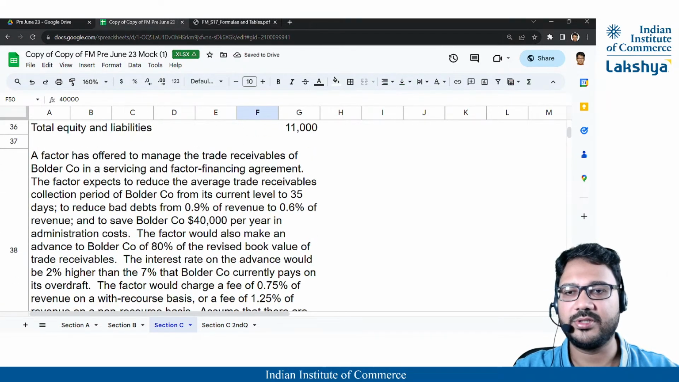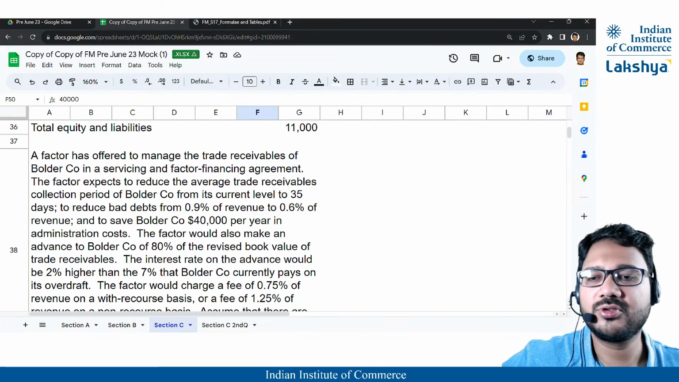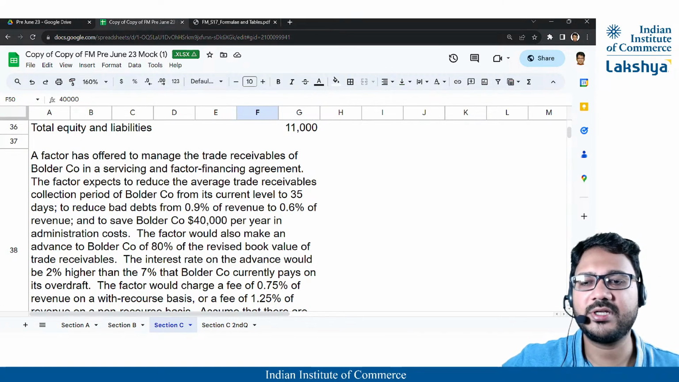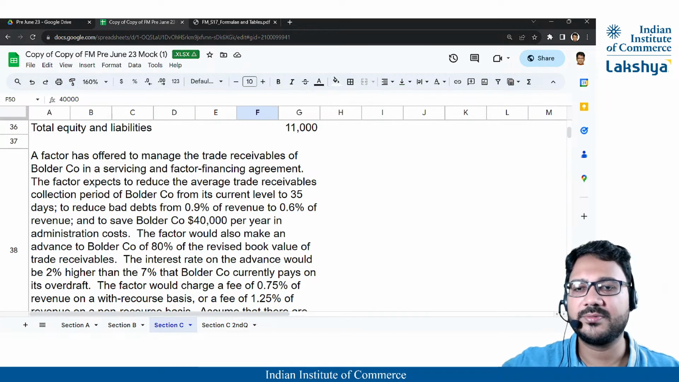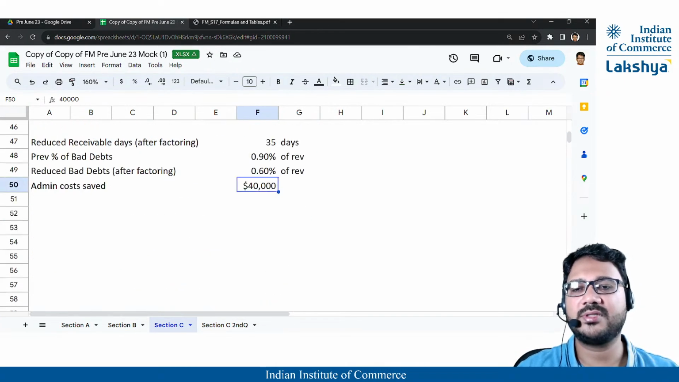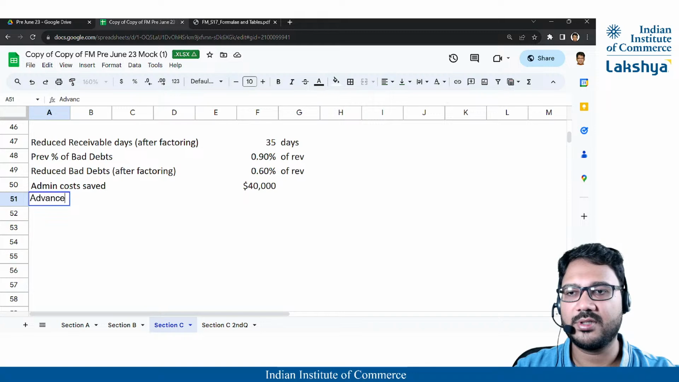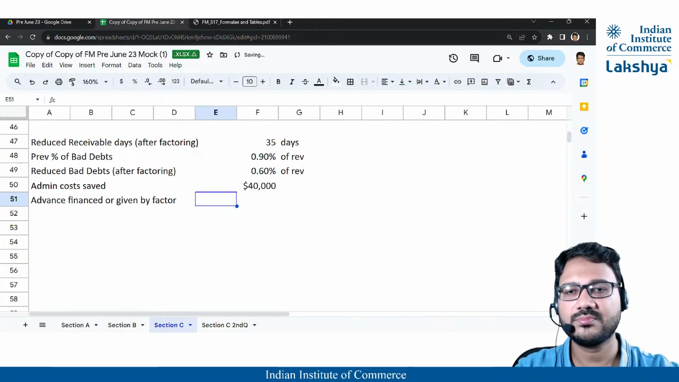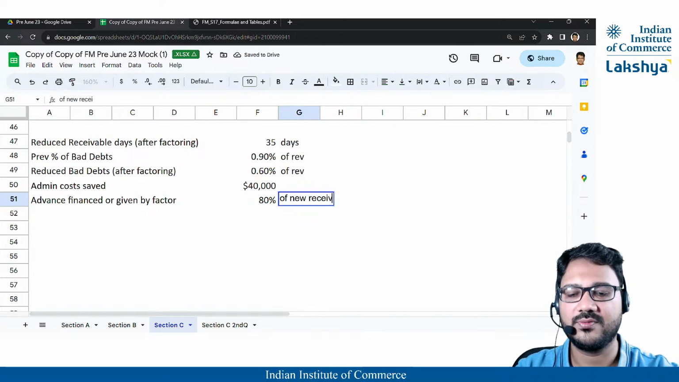Okay, what else? Additionally, the factor would make an advance of 80% of the revised book value of the trade receivables. So 80% of the receivables are financed. Let's just write that down. The advance financed or given by the factor is 80% of new receivables.